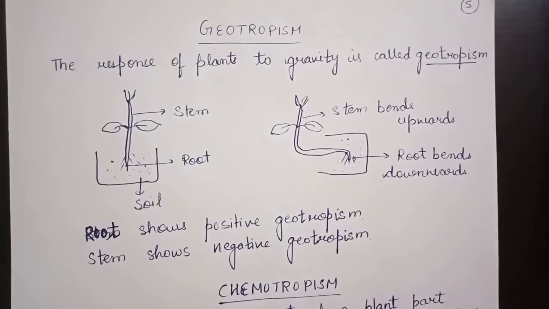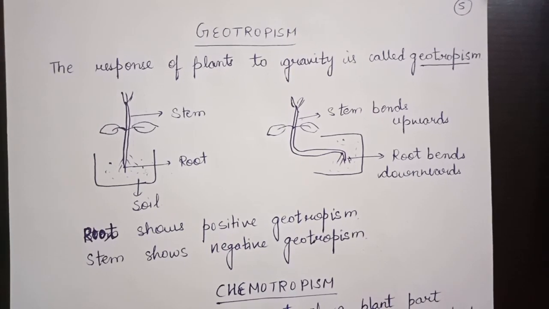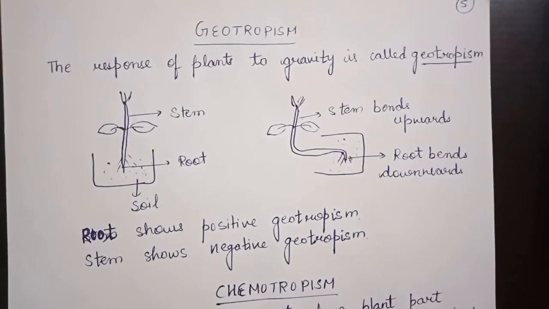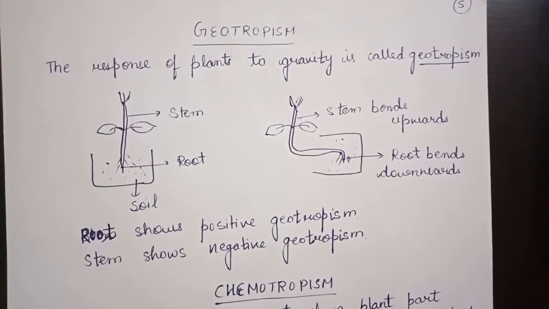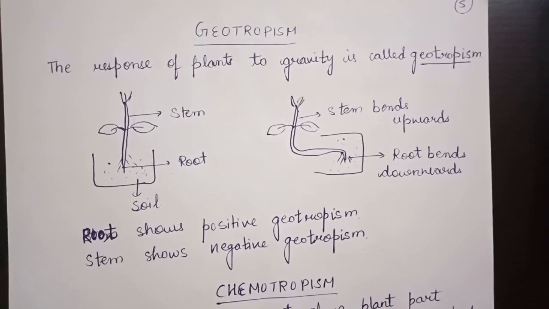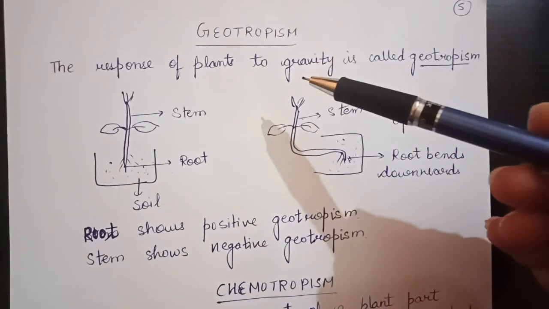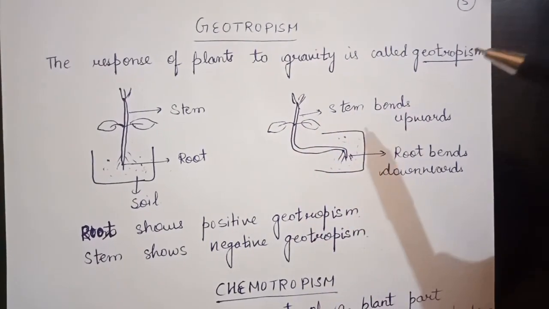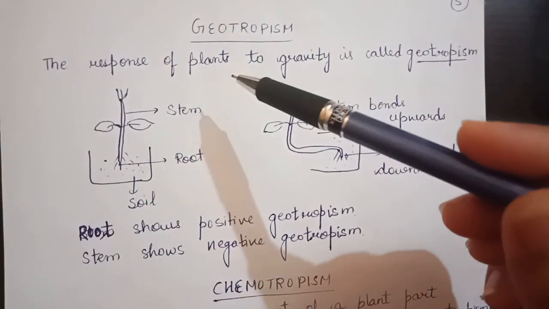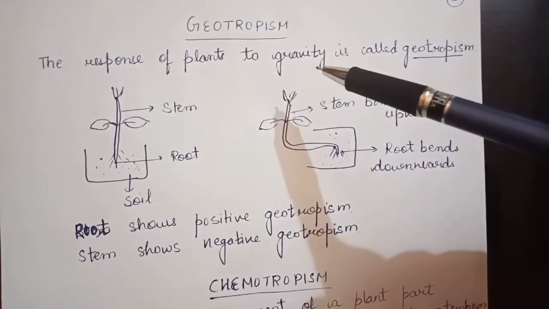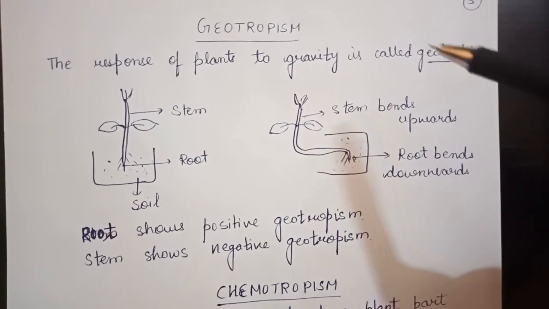Good morning, everyone. We have already discussed the phototropism process, as there are 5 types of tropic movements. First we have covered that. Now second, that is geotropism. What is geotropism? The response of a plant to gravity is called geotropism. Okay. The response of a plant towards the pull of gravity is known as geotropism.